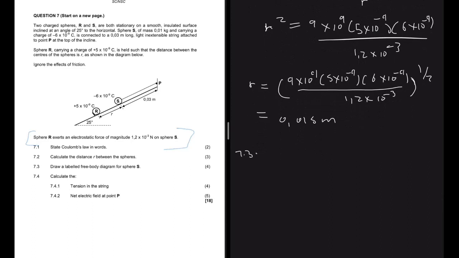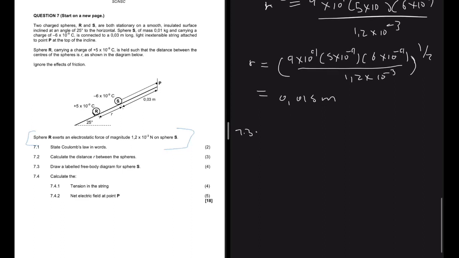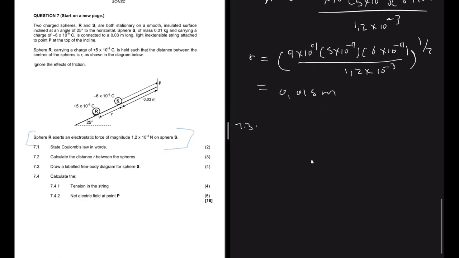Let's move ahead. 7.3 says draw a free body diagram for sphere S. Okay, let me go ahead and do that. But like all the time, if you draw a free body diagram for an object, you are probably going to use that free body diagram on the question that's going to follow. So let me go ahead and just draw the free body diagram. This sphere S, I just highlighted in green on the left hand side.